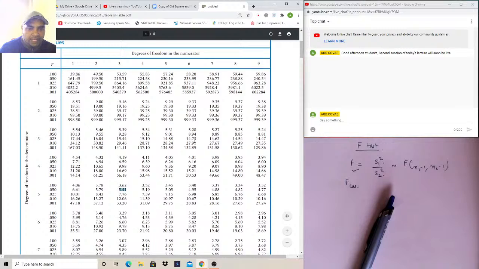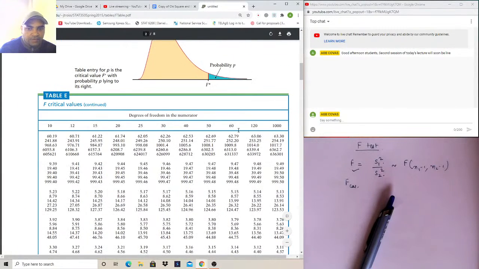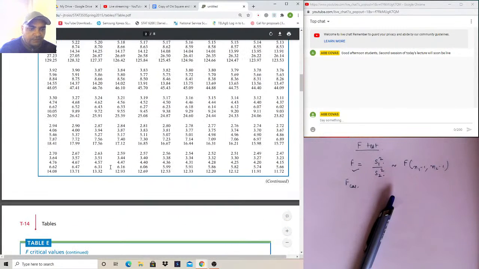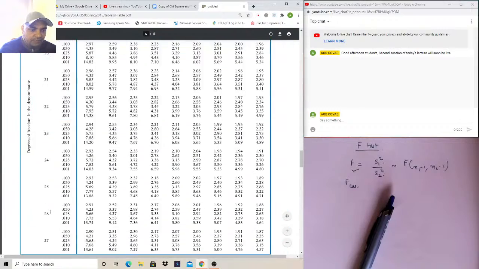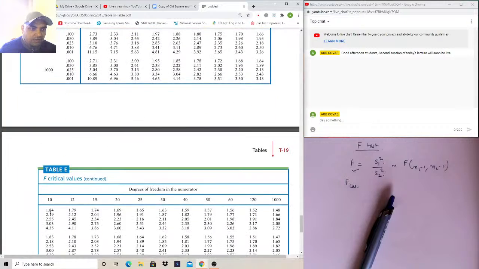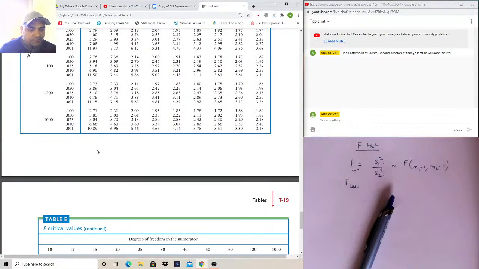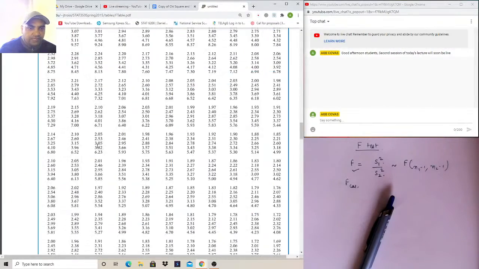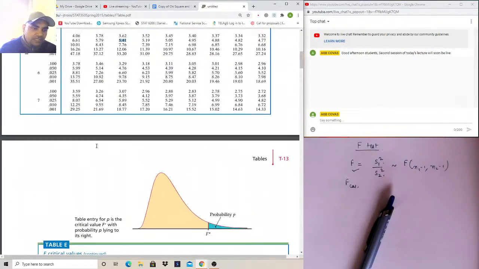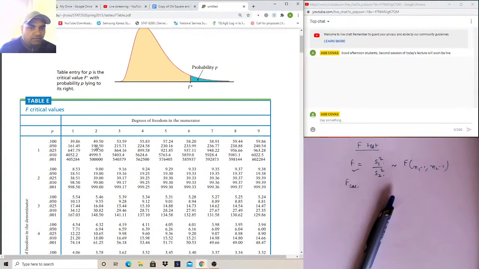So it is up to 9 here, then from 10 to 1000 it is here, and on the downside it is 8, 9, 10, 11, 12, 17. Like this it has been given up to 1000 downward. So this is how this table has been arranged, for different levels of significance at different degrees of freedom.